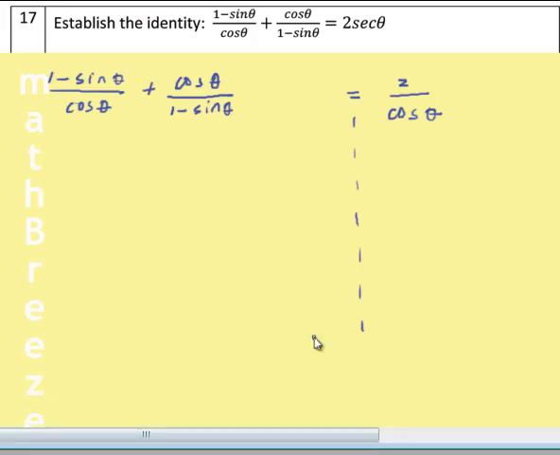In 17, we have an identity that we want to establish. So the first thing I did was convert this secant theta to a cosine. So now everything is in terms of sine and cosine. And now I have these two terms, and I'm going to combine them by getting a common denominator of cosine theta times 1 minus sine theta. So I'm going to multiply top and bottom of the first fraction by 1 minus sine theta.